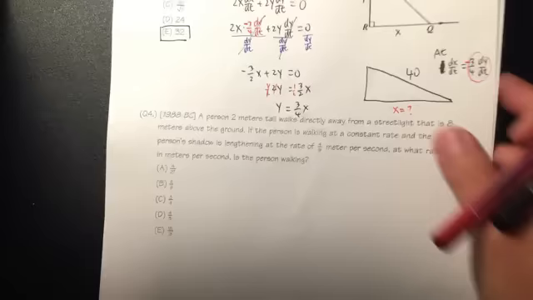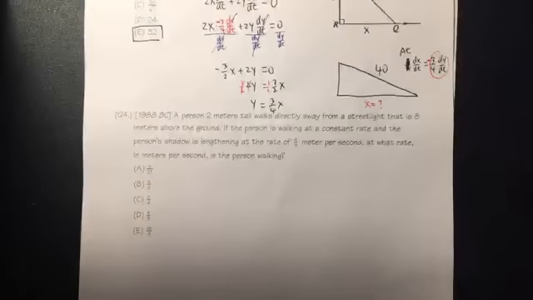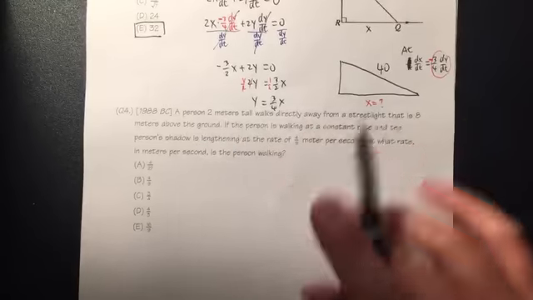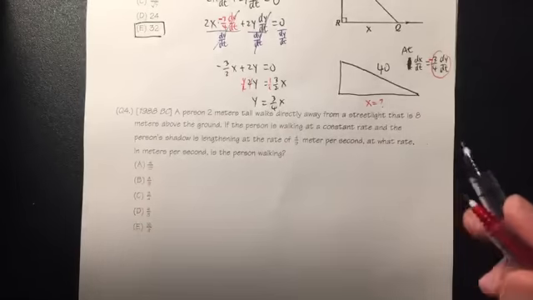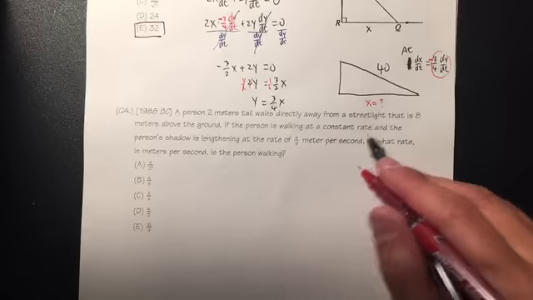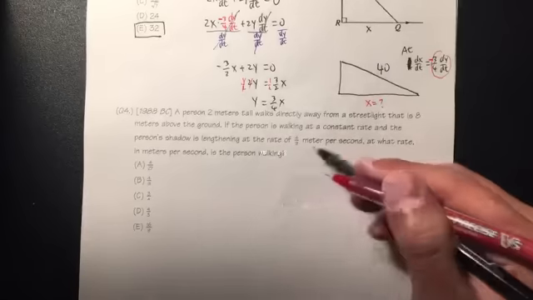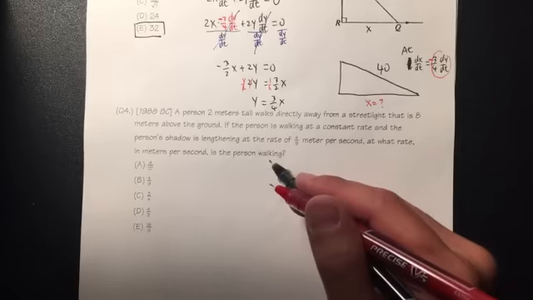Okay, so here is the last one that I will be doing today, guys. Question number 4, 1988, so that's 30 years ago. It says a person 2 meters tall, he's the tall guy, walks directly away from a street light that is 8 meters above the ground. If the person is walking at a constant rate and the person's shadow is increasing, getting longer and longer, at the rate of 4/9 meters per second, at what rate in meters per second is the person walking?